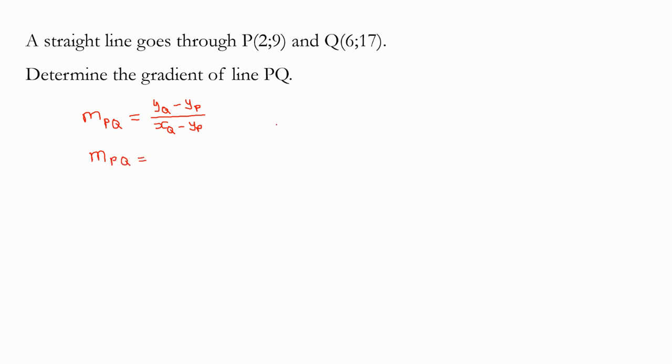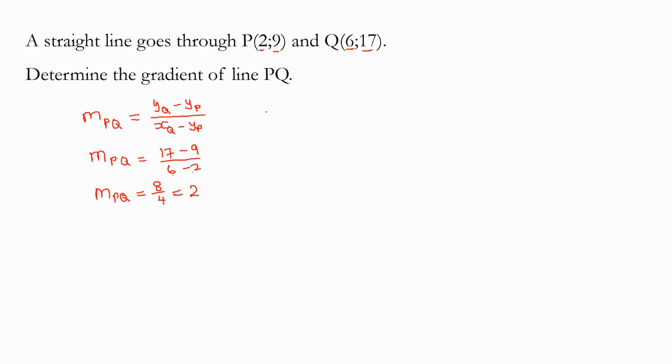So this is like 17 minus 9 divided by 6 minus 2. And then what we get? So the gradient of PQ is equal to 17 minus 9, that's 8. And then 6 minus 2, that is 4. So it means the gradient of PQ is 2.